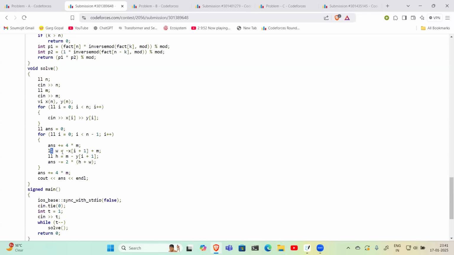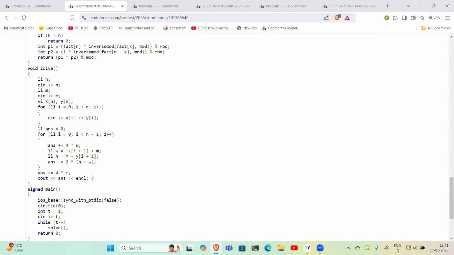Then I calculate h and w. As I said, h is m minus y[i+1] and w is m minus x[i+1]. And then I do answer minus equals 2 times h plus w. Since i has started from 0, I have written i plus 1 here. So I am never subtracting x0 and y0. That is what our logic said, right? The first coordinates given to you, x and y, should not be subtracted in your answer. Since this loop runs n minus 1 times, and I need to add 4m n times to my answer, I do an extra answer plus equals 4m, and then I finally print the answer.